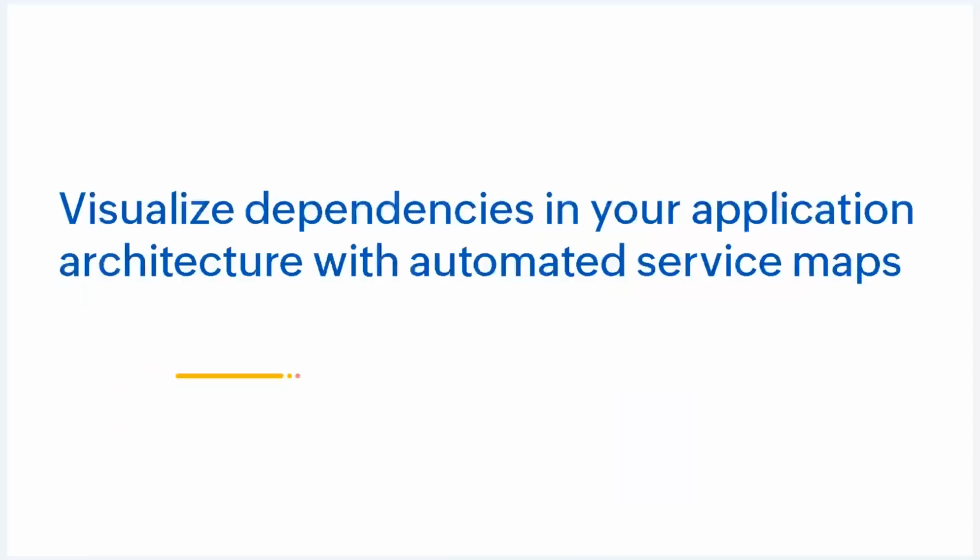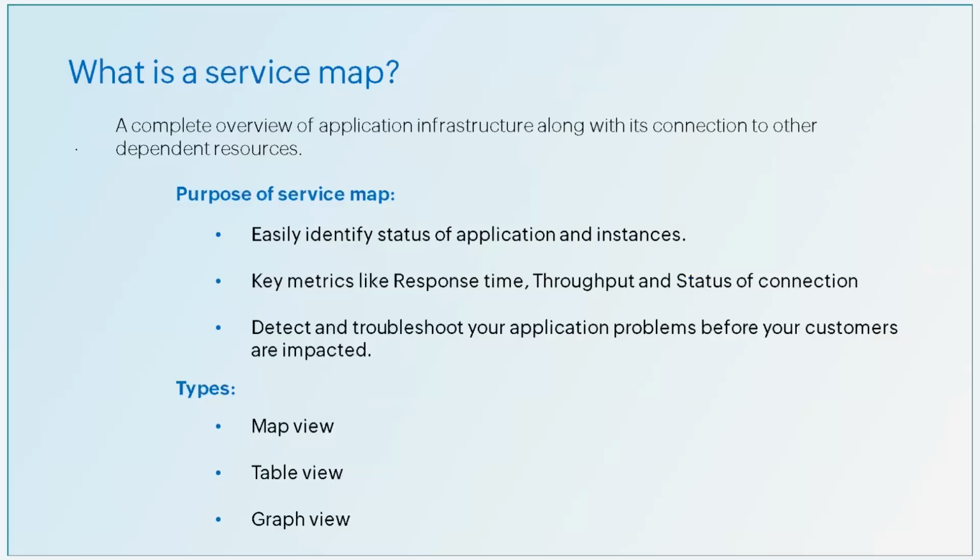Going on to the last slide, visualize the dependencies in your application architecture with automated service map. So what is a service map? It will provide you a complete overview of the application infrastructure along with the connections to other dependent resources.